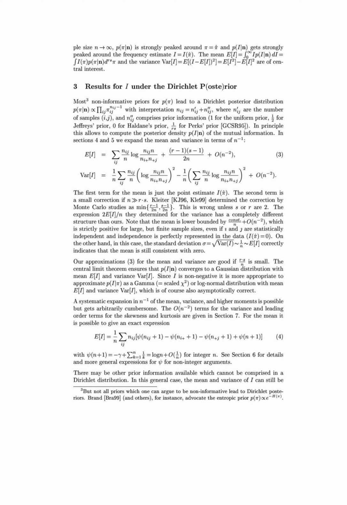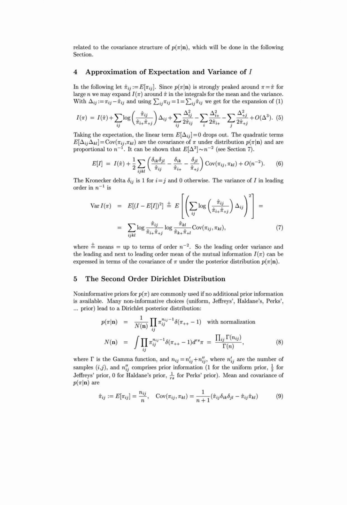There may be other prior information available which cannot be comprised in a Dirichlet distribution. In this general case, the mean and variance of I can still be approximated by an entropic prior, related to the covariance structure of p(π|n), which will be done in the following section.